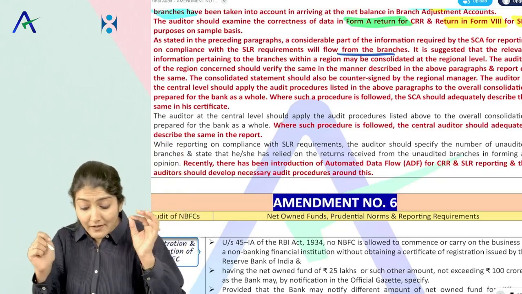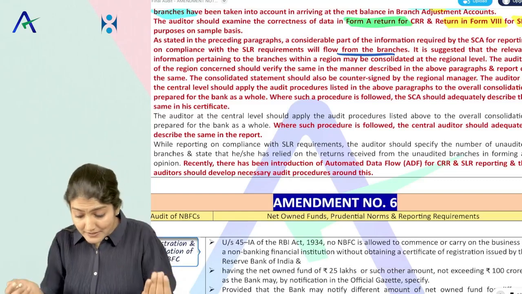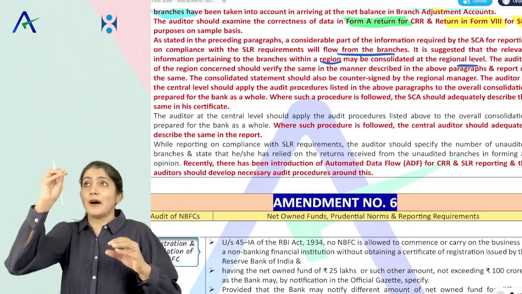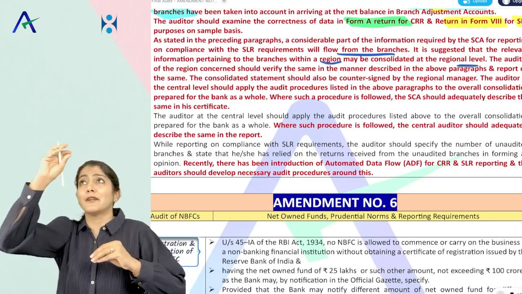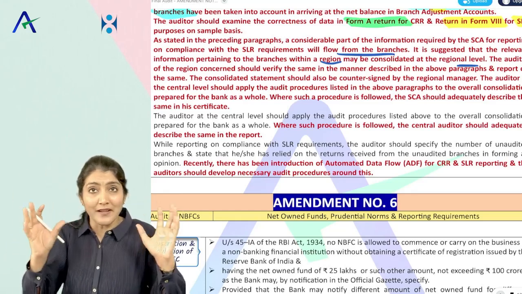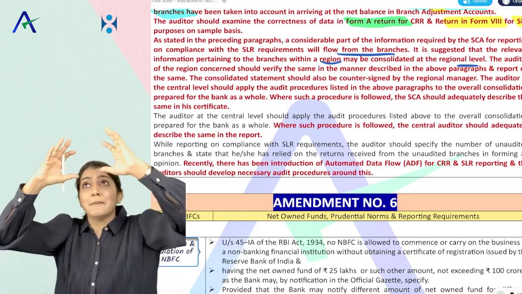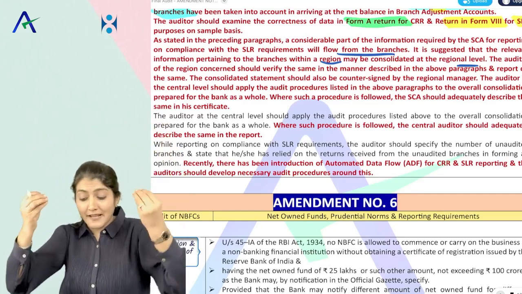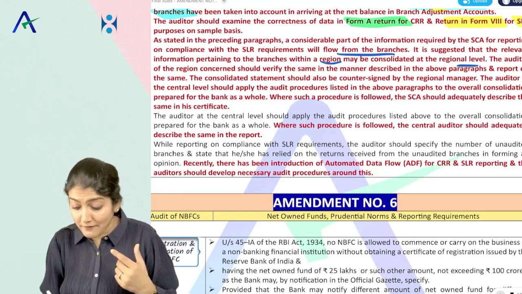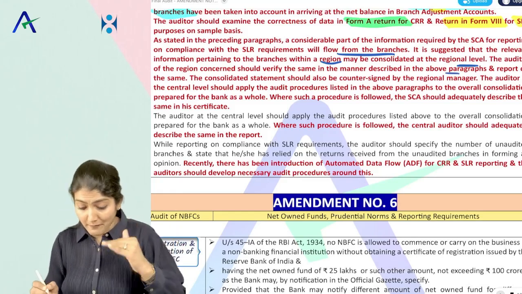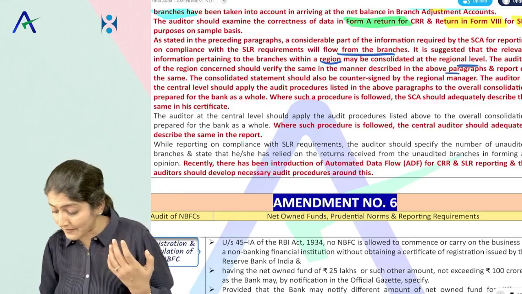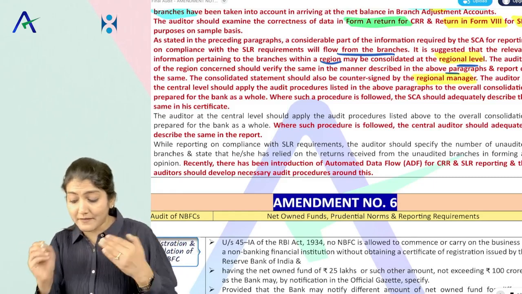It is suggested that the relevant information pertaining to the branches within the regions may be first consolidated at the regional level. Right, so now this 22,000, you further divide it under North, South, East, West and Central India. So first the consolidation, rather than being done directly at the HO level, can first be done at the regional level. The auditor of the region should verify the same in the manner prescribed in the above paragraph and report on the same. Then the consolidation statement should be signed by the regional manager. So regional level, regional manager.